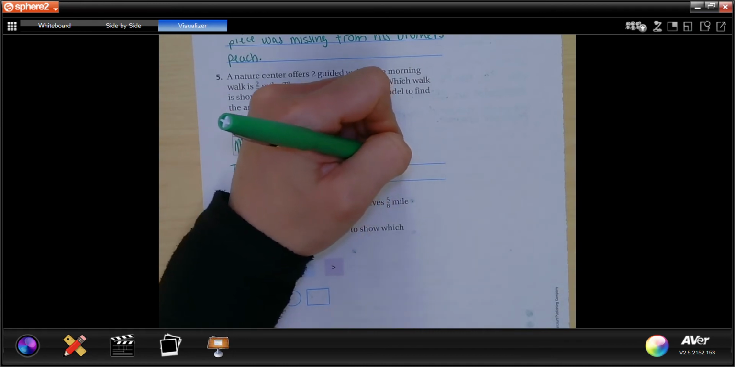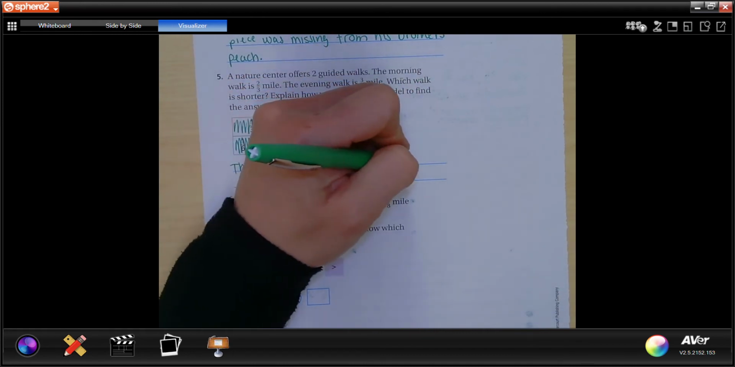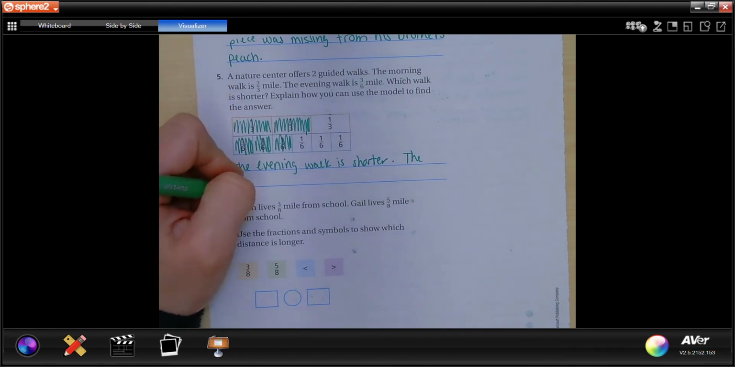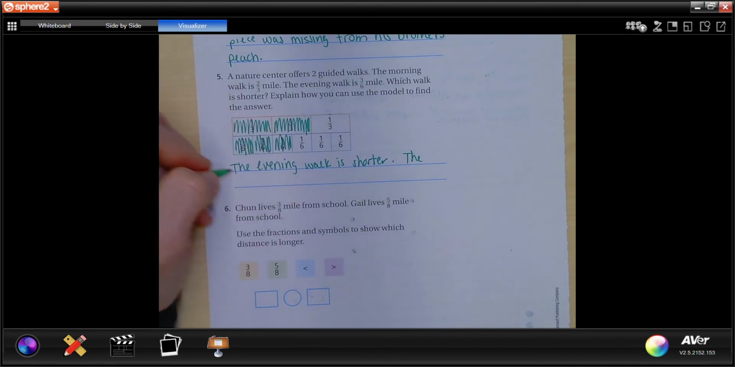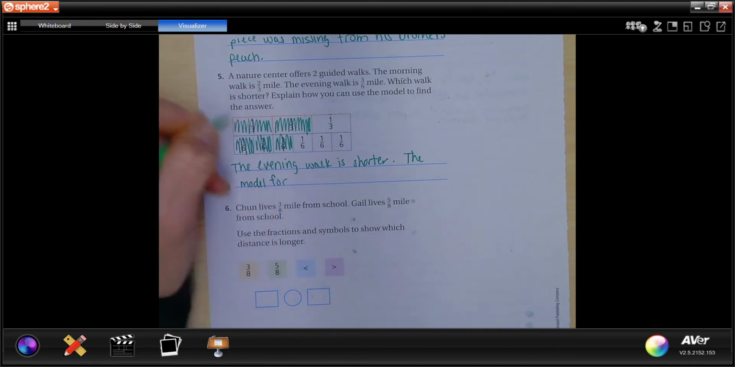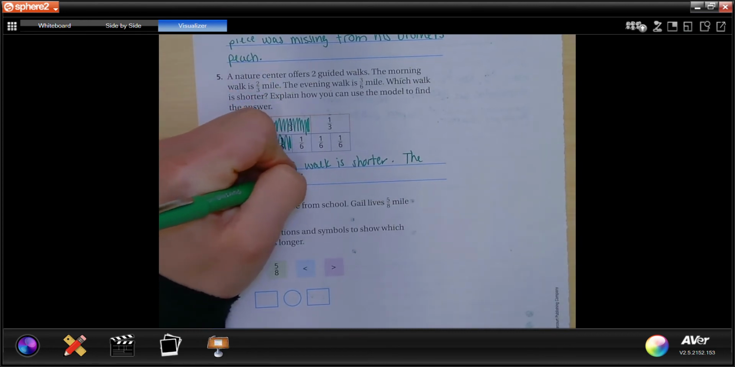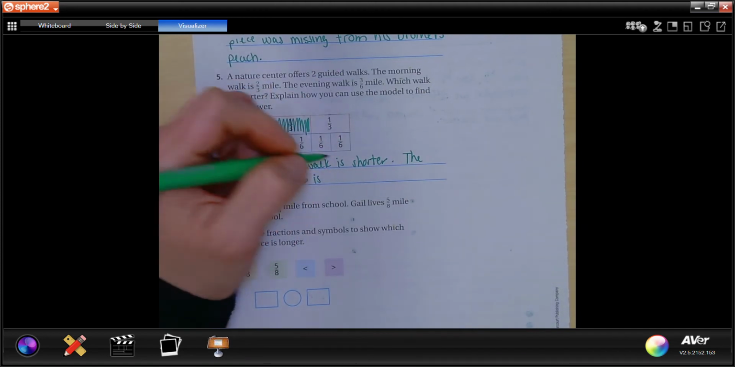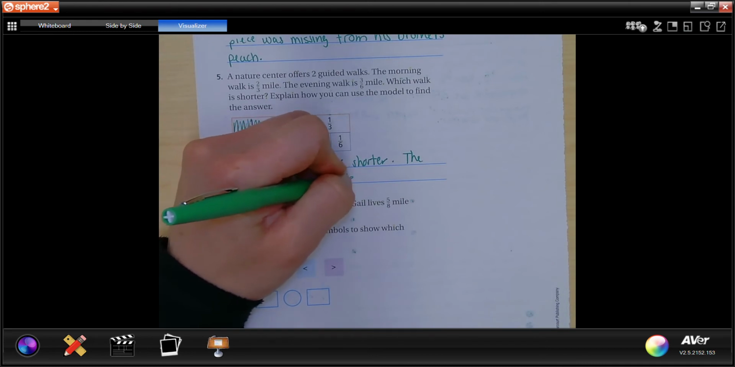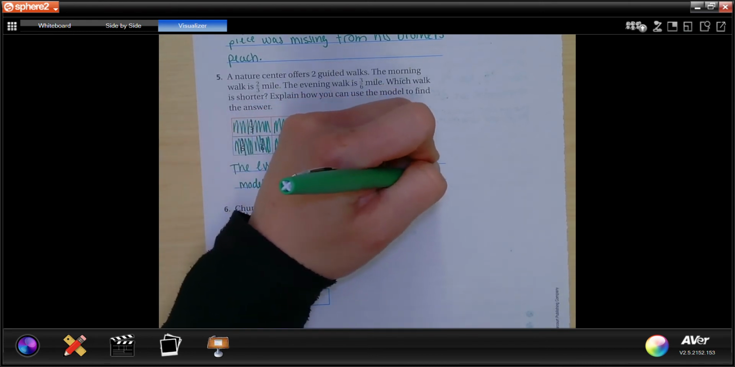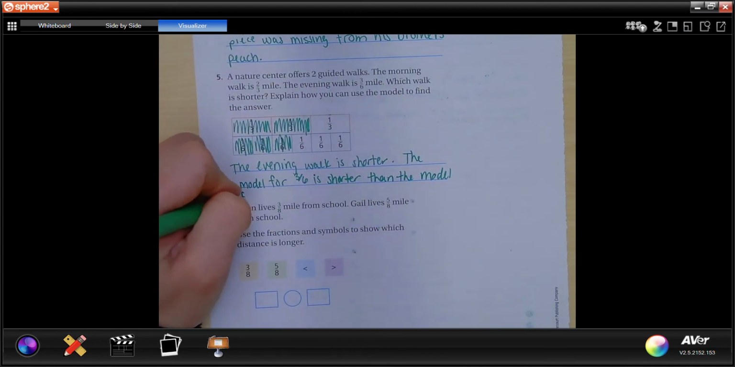So the model for 2/3, oh no, we're looking for shorter. The model for 3/6 is shorter than the model for 2/3.